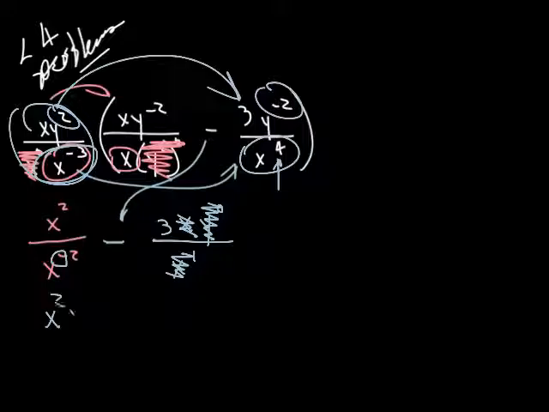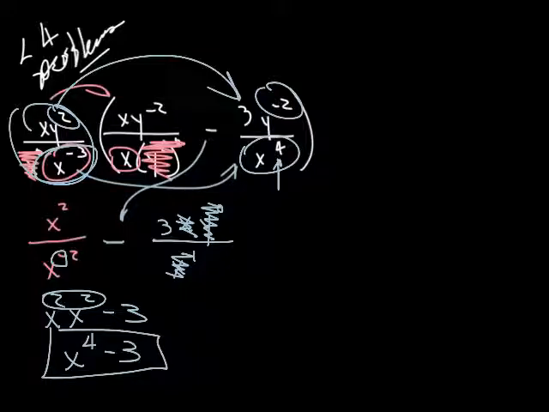So we have x squared minus 3. X squared times x squared is x to the 4th minus 3. And we are done with number 12.